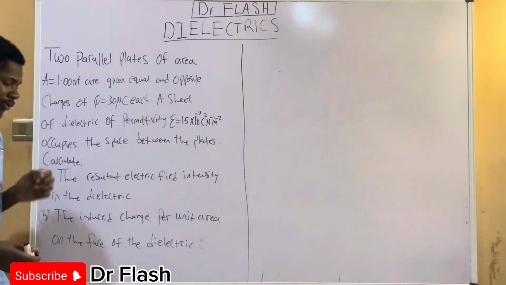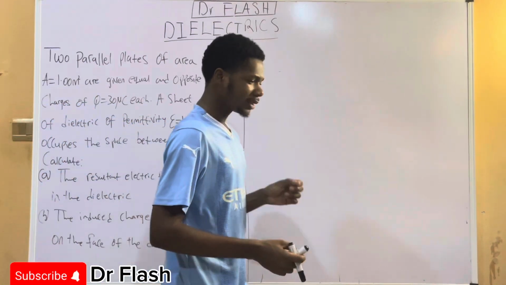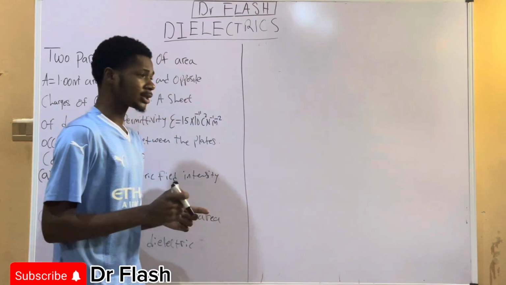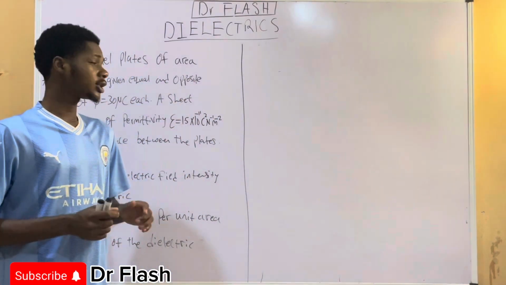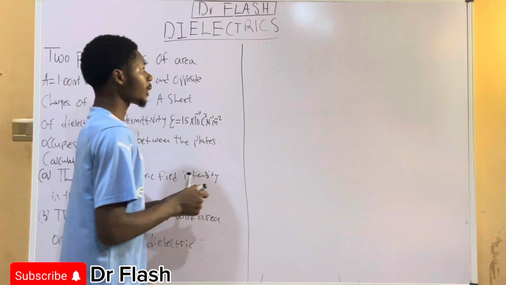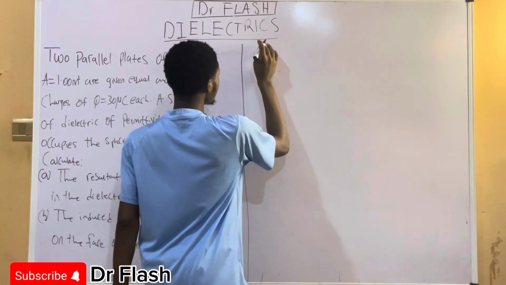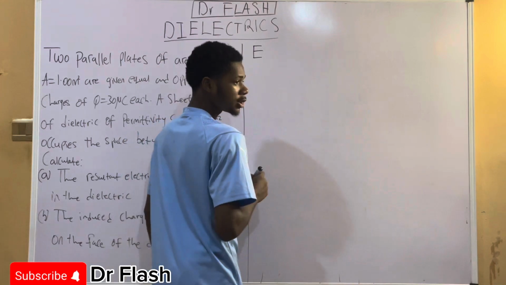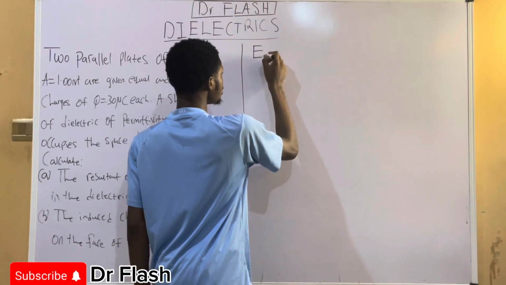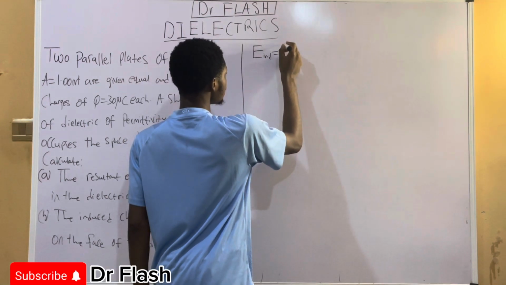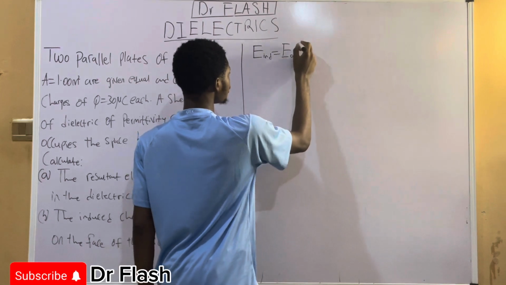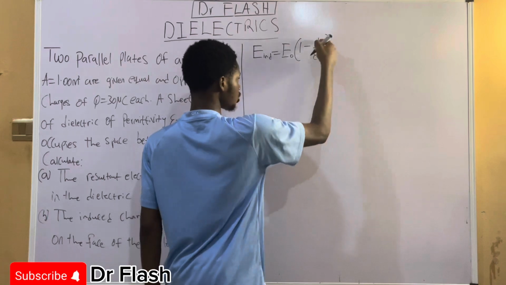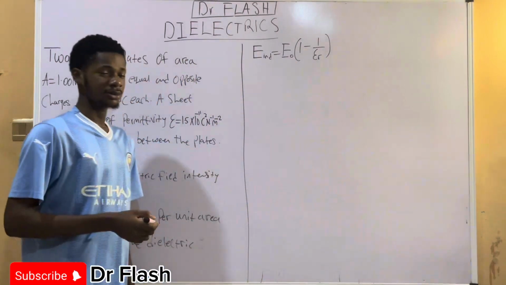Now to solve this problem, the first thing they ask us to find is the resultant electric field. Remember that after the dielectric has been introduced into the capacitor, the resultant electric field is reduced in its value. And we said that the induced electric field is equal to the initial electric field in brackets 1 minus 1 over the relative permittivity. That's what we said, right?